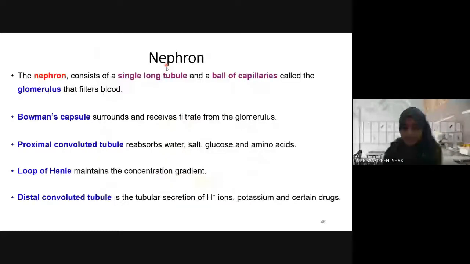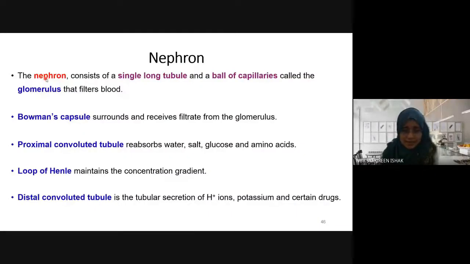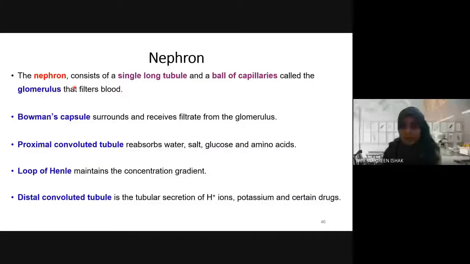Okay, so the nephrons. The nephron consists of a single long tubule and a ball of capillaries called the glomerulus that filters blood. So basically, as I've mentioned, nephron, dia ada dua region: the tubule and also the blood vessels. Blood vessels start dengan glomerulus. Actually glomerulus is a ball of blood capillaries. Start of the tubule adalah Bowman capsule. Bowman capsule surrounds and receives filtrate from the glomerulus.